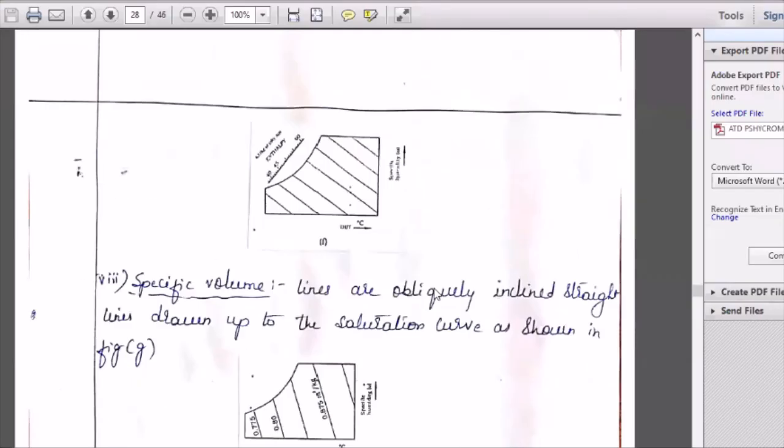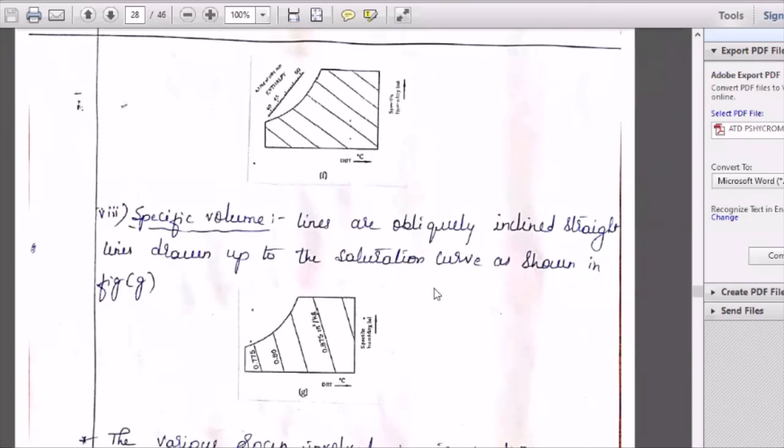Yes. So before drawing the complete psychrometry chart, let us go with the specific volume, where you can see this is the specific volume lines. Lines are obliquely inclined straight lines drawn up to the saturation curve as shown in the figure. Can you identify the specific volume lines in the psychrometry chart? Are you getting it, everyone? Look, 0.775, 0.85, 0.875 meter cube per kg. All these lines are called specific volume lines. Please check it out in your book. If it is identified, please let me know.